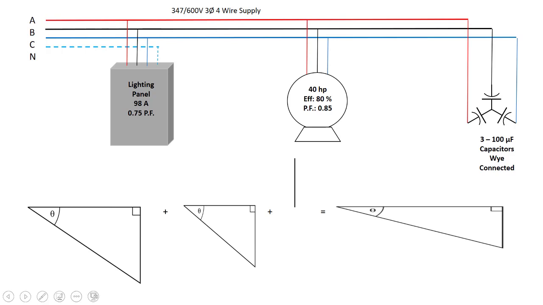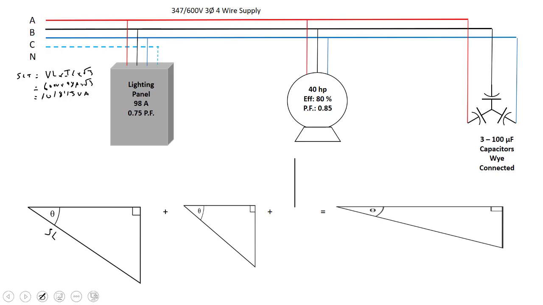If we begin here, I'm going to start with our lighting panel. We can calculate the apparent power of the lighting panel. S of the lighting panel is going to be equal to our three-phase formula, V line times I line times root 3. So that would be 600 volts times 98 times root 3, and that should come to about 101,845. That's our hypotenuse on this triangle.